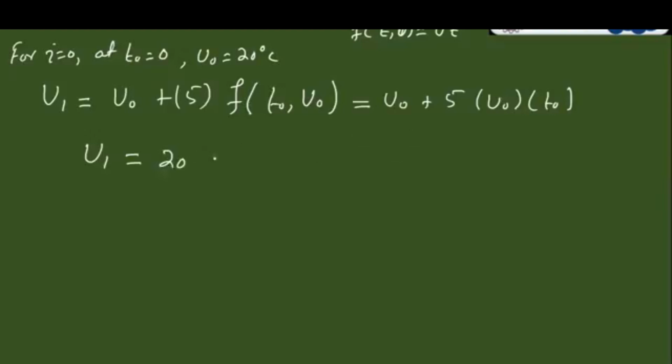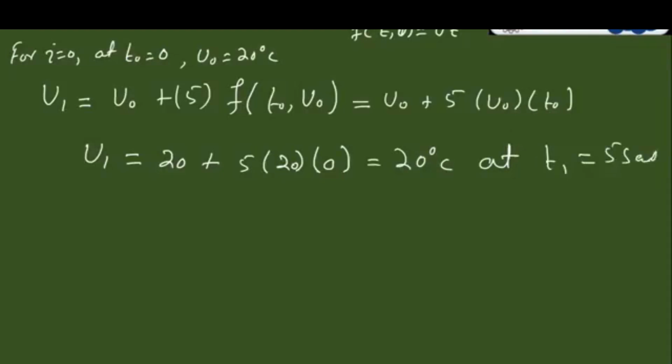There is no need to write centigrade, as this is a numerical calculation. 5 times u0. So what is u0 here? u0 is 20. But the interesting part is that t0 is 0. This means you will get 0 there. So the final answer is still 20 degrees centigrade. But at what time? This is at t1 equal to 5 seconds. This is the temperature at 5 seconds.